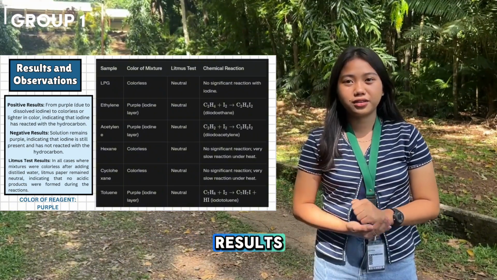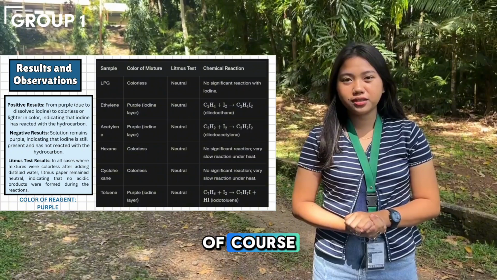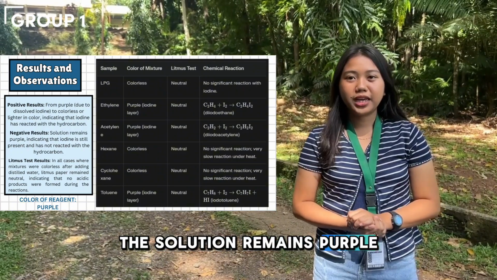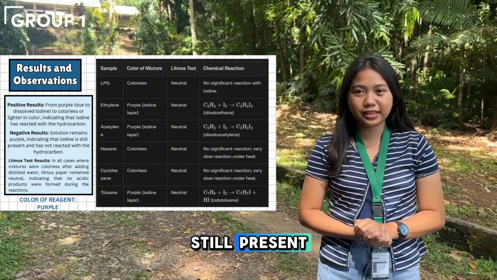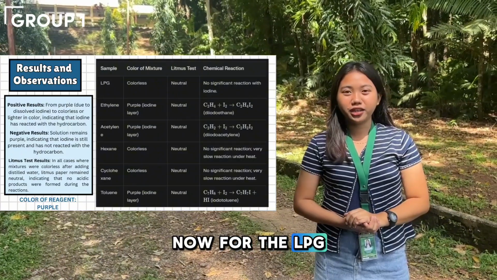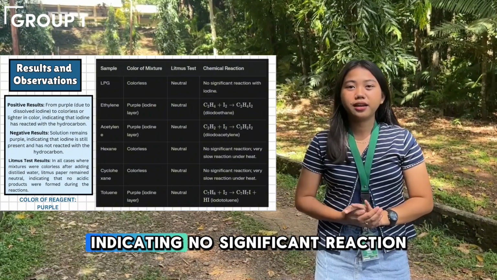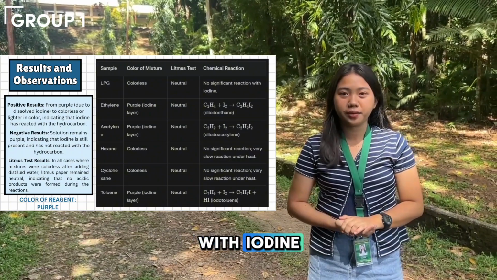Now for the negative results, there is no reaction. If no significant reaction occurs, the solution remains purple, indicating that iodine is still present and has not reacted with the hydrocarbon. For the LPG, both wrapped and unwrapped samples remain colorless, indicating no significant reaction with iodine.